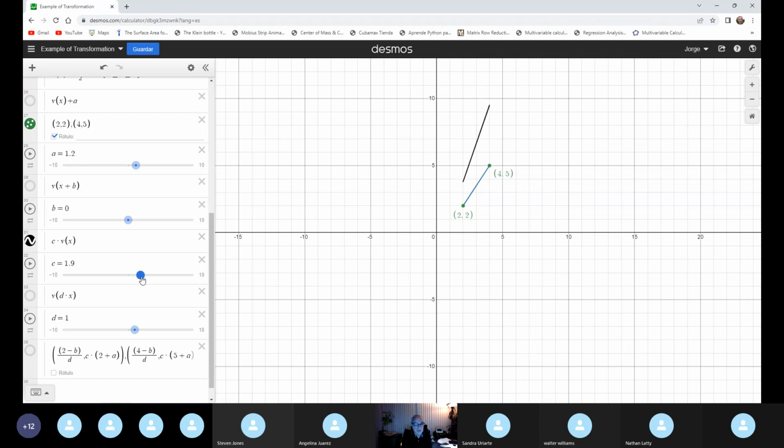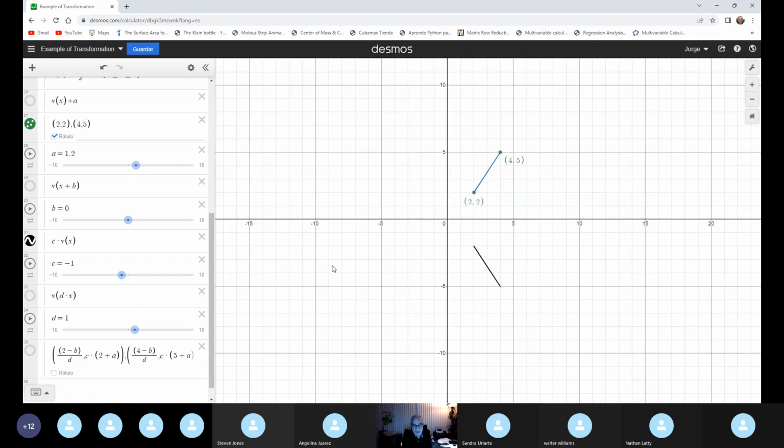And suppose C is less than 1, suppose 0.9, 0.5. Do you see that it is compressed? Compressed, right? And if C is negative, oh, a reflection. Exactly, let me try to put -1. Do you see the reflection? With respect to the x-axis.